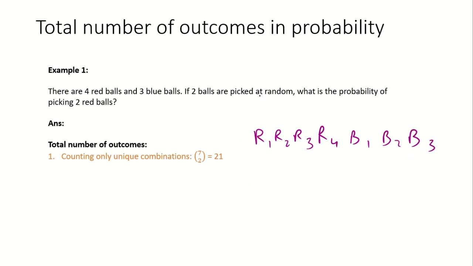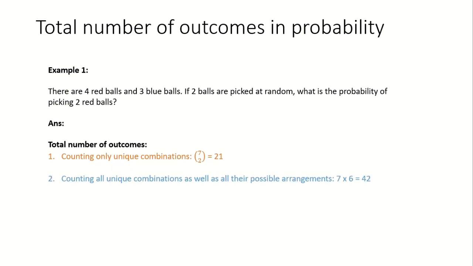Now 2 balls are picked at random. So R1 and R2 are picked, or R2 and R3, and so on, right? Counting only unique combinations would mean that you're only interested in these unique combinations. You're not interested in the order in which they are selected, right? So this is 21. There are 21 unique combinations of 2 balls.